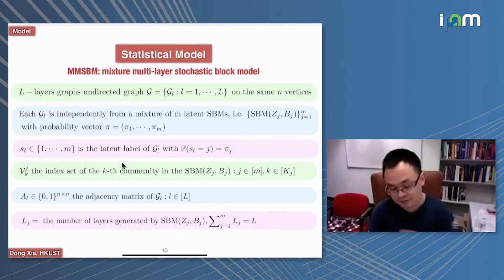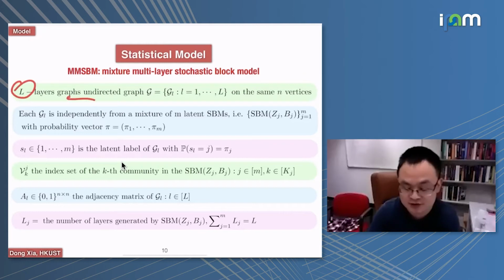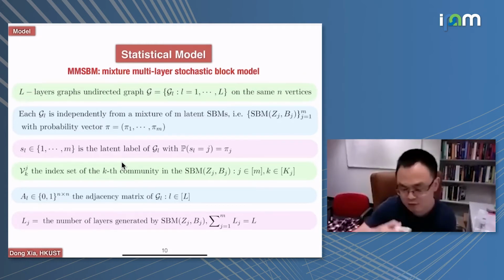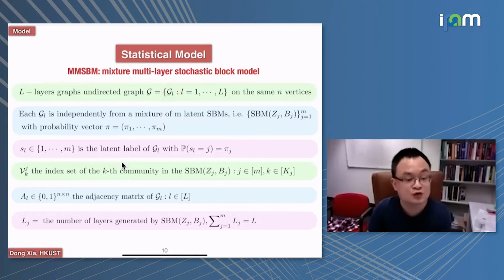But please bear with me, there are some somewhat complicated notations. Okay, so suppose we observe L layers of networks. Every layer is a graph, and we'll assume that in total there are m different latent SBM models, and of course every layer is sampled from one of these SBMs. So in this case, in other words, every layer has a latent label. This label just means which class of SBM this layer is sampled from.